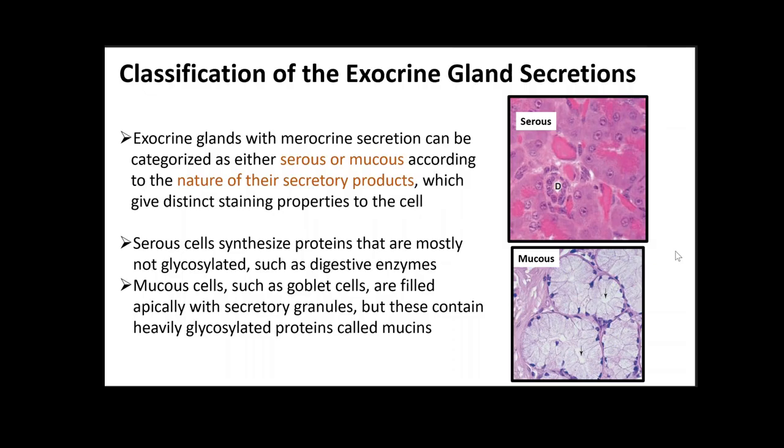When it comes to contents, you will find the contents are either what we call serous, which is basically synthesized protein, mostly not glycosylated, just enzymes, or mucus. Goblet cells, for example, are filled with mucus, and you can see this in the histological specimen. Serous secretions in this gland are usually dark and purplish in color. The mucus is clear because it's actually a clear solution. Dr. Shahid will show you this. There are some differences between them.